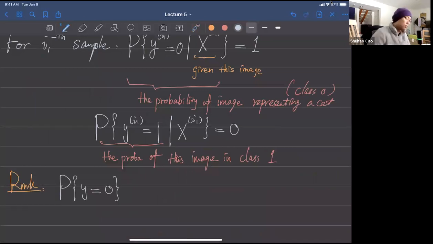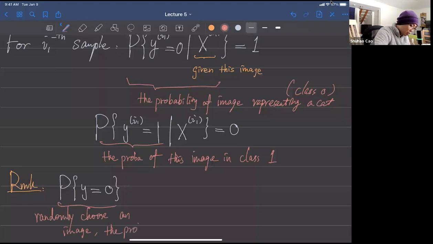Why don't we just use this? So this is the probability of a sample being a cat. It's kind of different from the conditional one. Here we randomly choose an image, and ask for the probability that this image has a cat in it. We assume every image either has a cat or a dog.